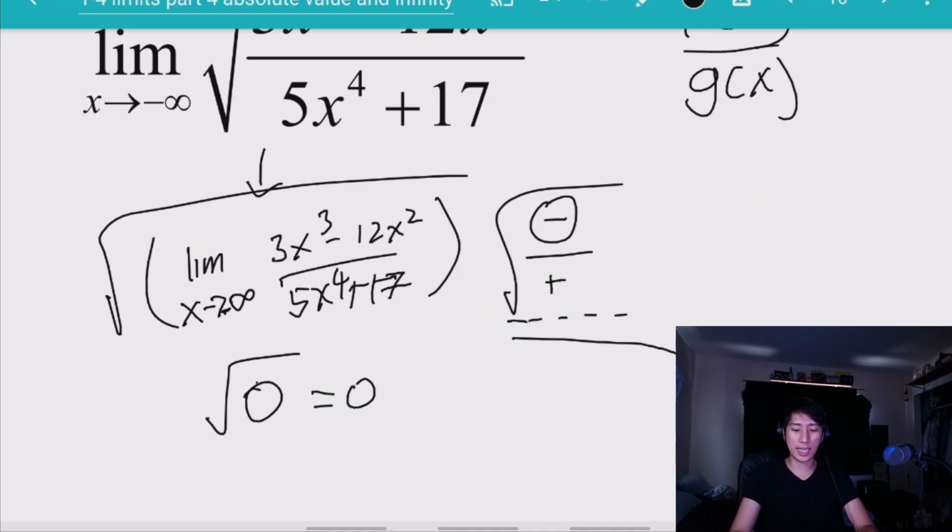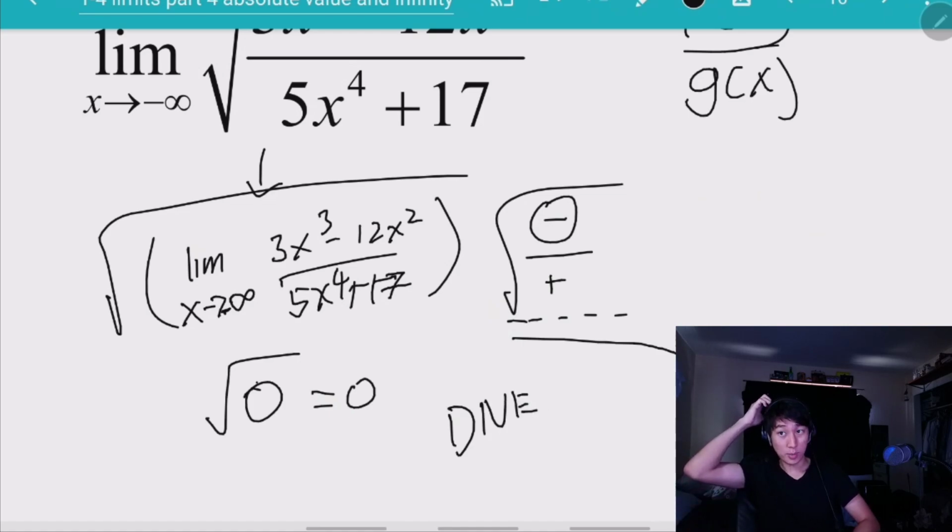So the correct answer in this case is D, N, E. So good job to the first two groups. Second groups, you guys were definitely on the right track.